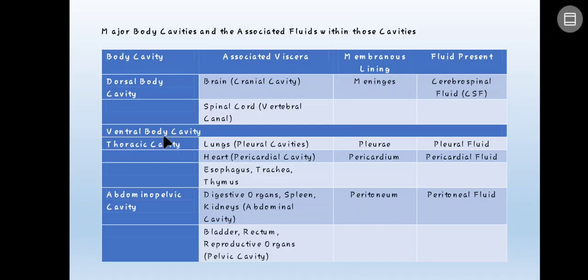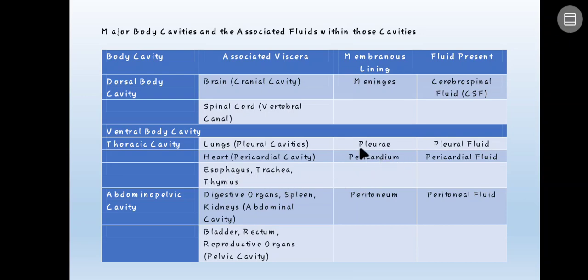Then we have the ventral body cavity. The ventral body cavity, like we said earlier, consists of the thoracic cavity and then the abdominal pelvic cavity. And the abdominal pelvic cavity can further be divided into abdominal cavity and the pelvic cavity. Within the abdominal cavity, we have the peritoneal cavity, which contains the peritoneal fluid. Within the thoracic cavity, we have the pleural cavities, which are two. We have the mediastinum. Within the mediastinum, we have the pericardial cavity, where the heart is located. And the upper portion of the mediastinum is where we can locate the esophagus and the trachea.